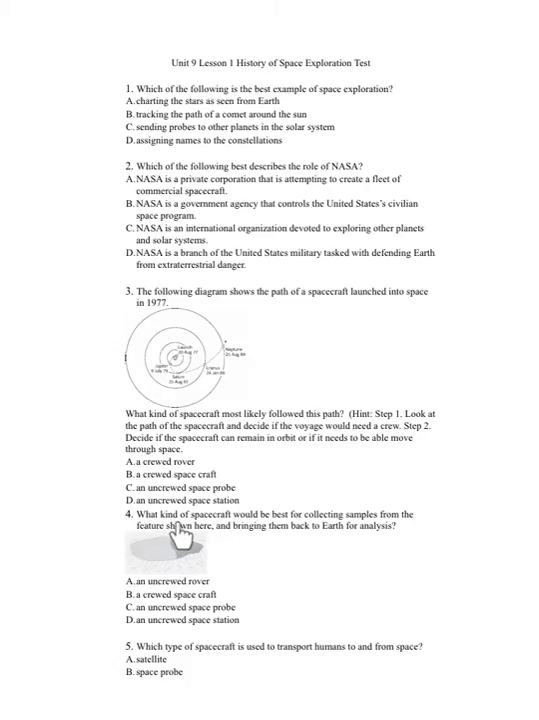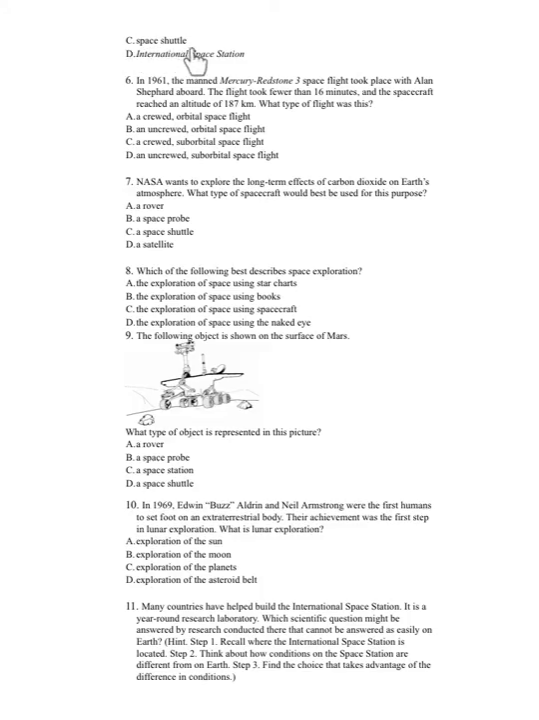Number 4. What kind of spacecraft would be best for collecting samples from the features shown here and bringing them back to Earth for analysis? A. An uncrewed rover. B. A crewed spacecraft. C. An uncrewed space probe. D. An uncrewed space station. Number 5. Which type of spacecraft is used to transport humans to and from space? A. Satellite. B. Space probe. C. Space shuttle. D. International Space Station.